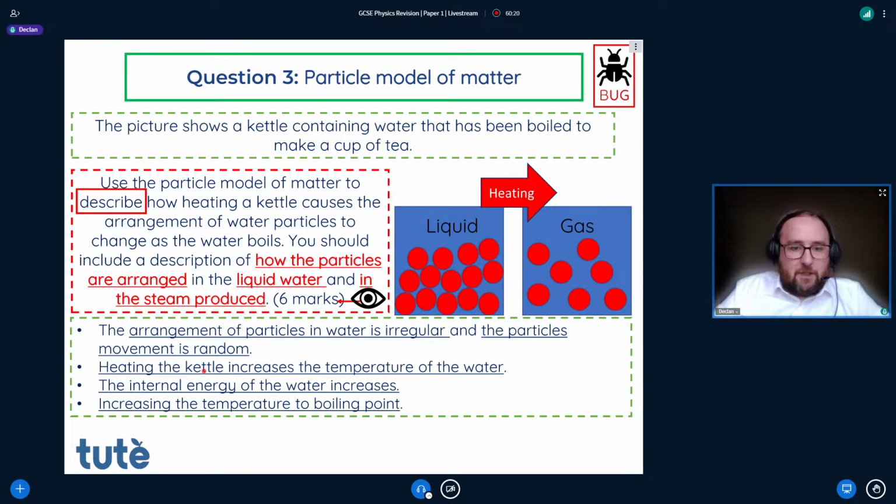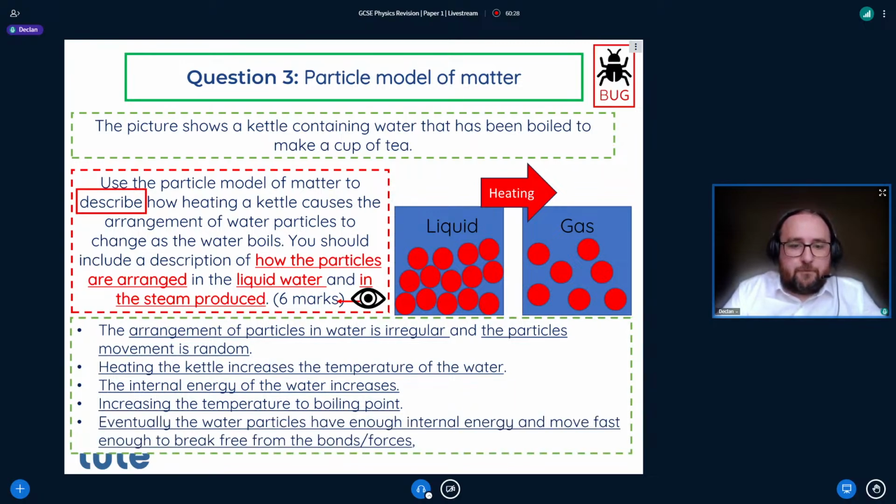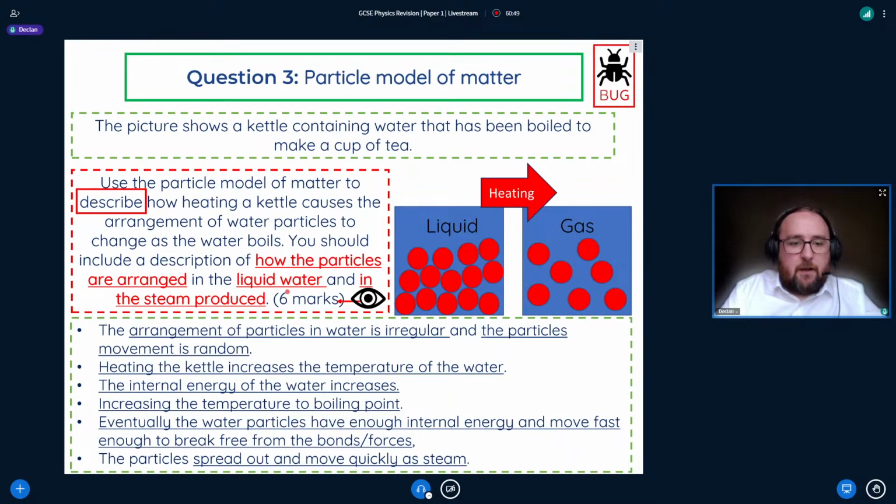By increasing that internal energy, we're increasing the temperature, getting it closer to its boiling point. And when this liquid reaches its boiling point, the water particles have got enough internal energy, they're going to move fast enough to break free of the forces holding them together. So the bonds, or I would probably say forces, that are holding them together. So the breaking free. And then we've got to describe our particles in the gas. In our gas, our particles are nice and spread out and they're moving randomly.